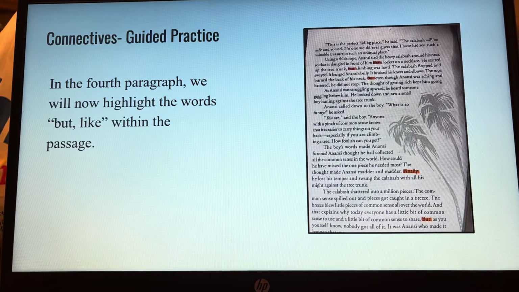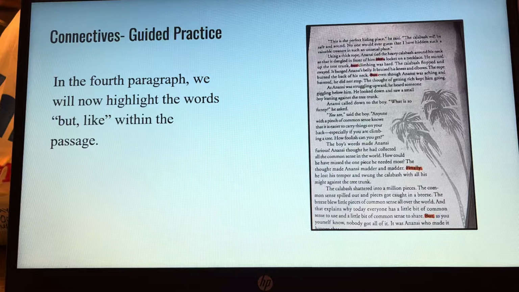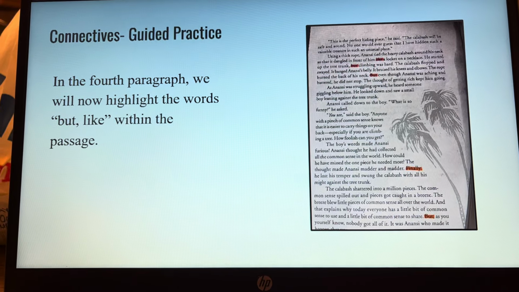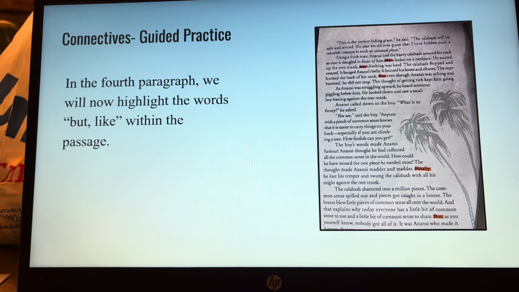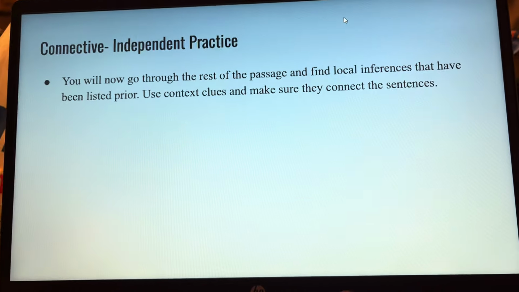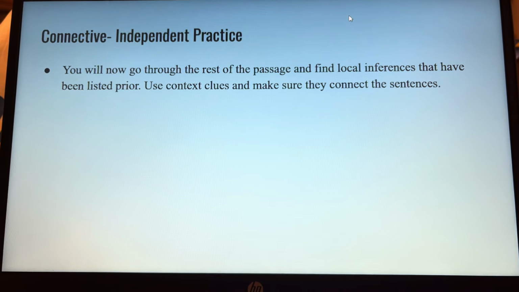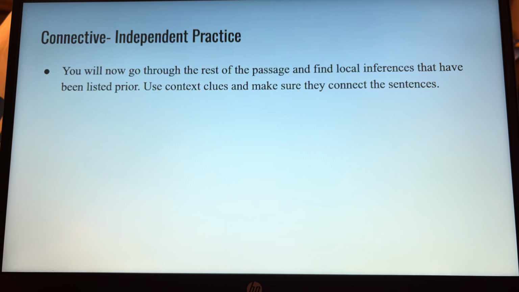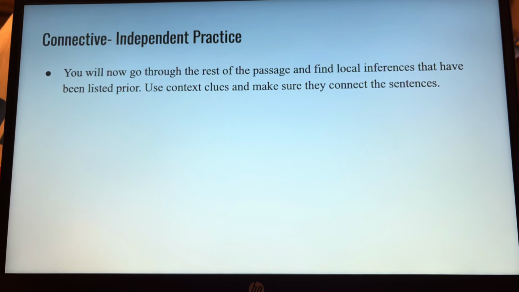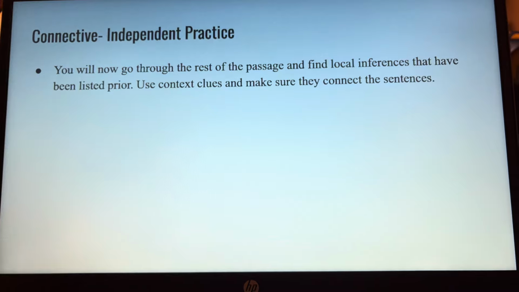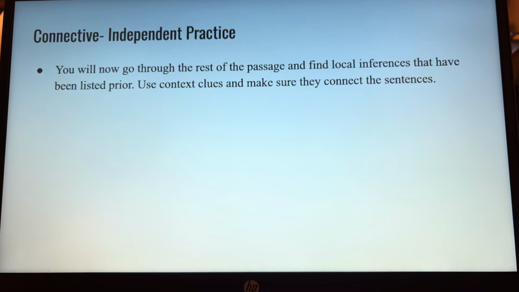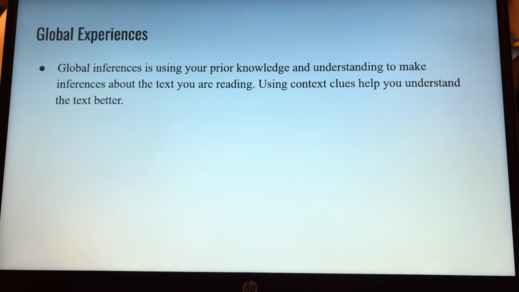Connectives, guided practice. In the fourth paragraph, we will now highlight the words but, and like within the passage. Connective independent practice. You will now go through the rest of the passage and find local inferences that have been listed prior. Use context clues and make sure that they connect the sentences.